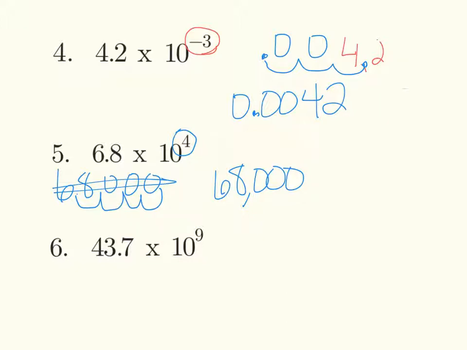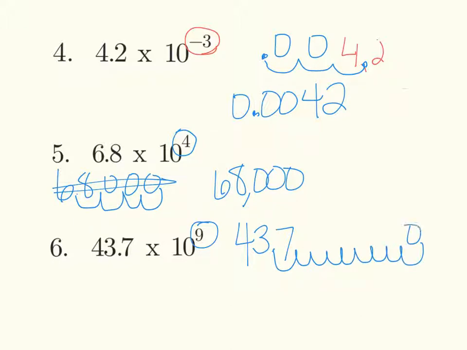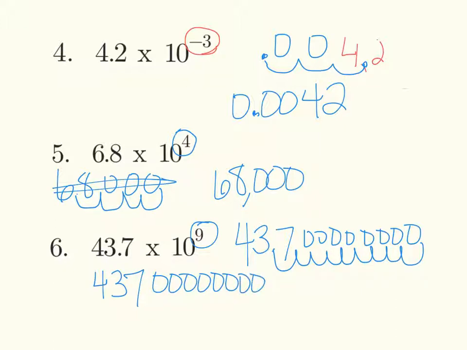Now this one's not in scientific notation, but I don't want it in scientific notation. I'm going to turn it into standard form. So I have 43.7, and I'm going to move my decimal 9 times: 1, 2, 3, 4, 5, 6, 7, 8, 9. And we've got to put zeros. Now when we get large numbers, make sure you use commas. So my answer, 8 zeros. Every 3 we have a comma. And then there's your answer.